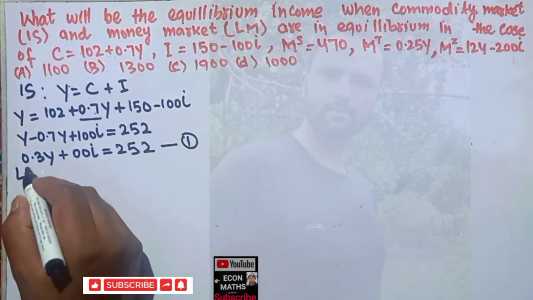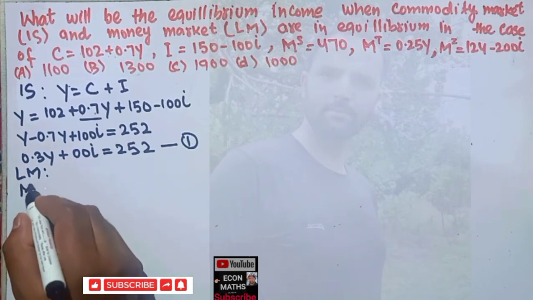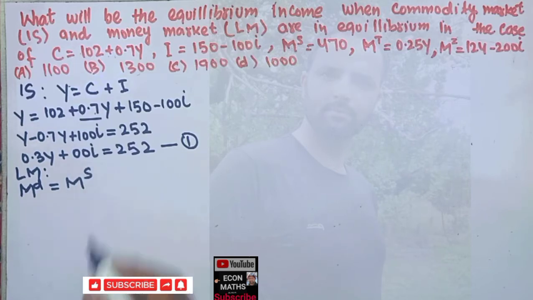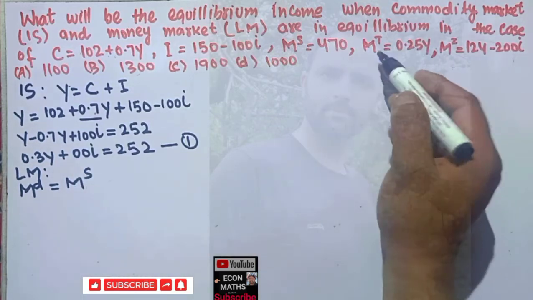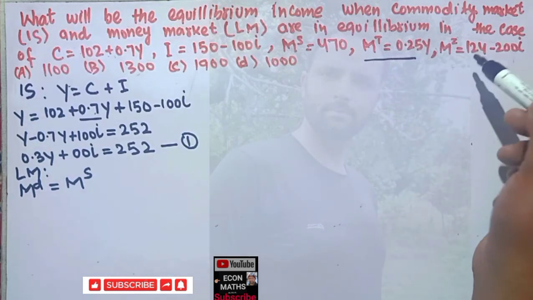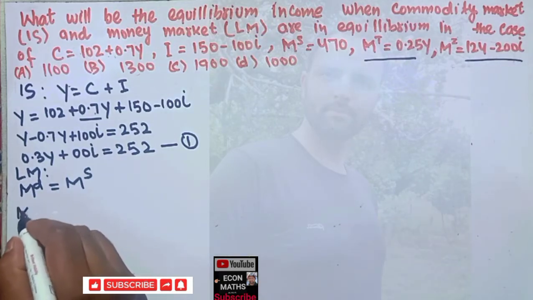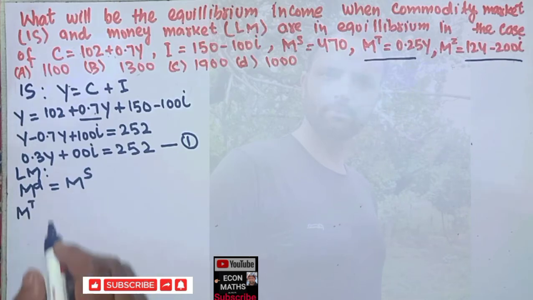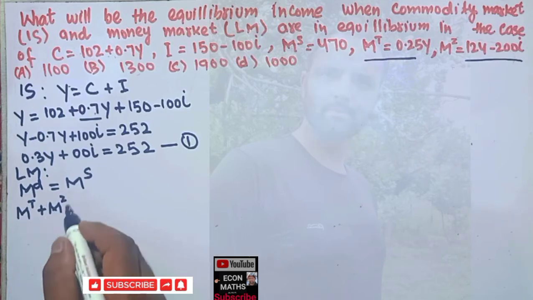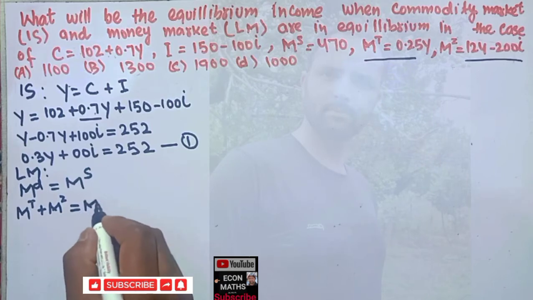Now for the LM, that is for the money market to be in equilibrium, what would we have? Our money demand should be equal to the money supply. Money demand has two components, that is the transactionary demand for money and the speculative demand for money. So in place of MD, we can write M subscript T, the transactionary demand for money, plus M subscript Z, which denotes the speculative demand for money, should be equal to our money supply.